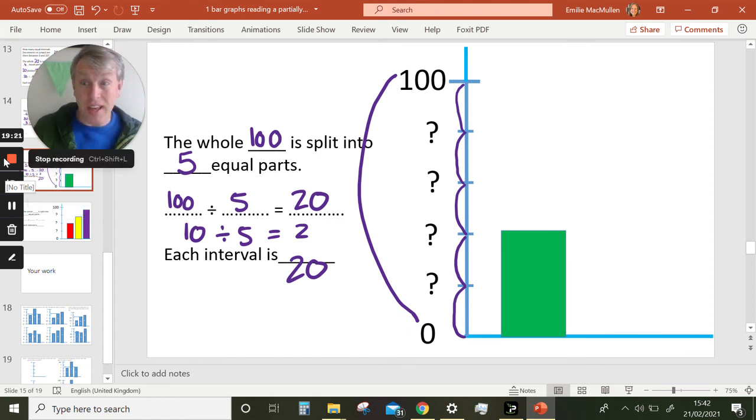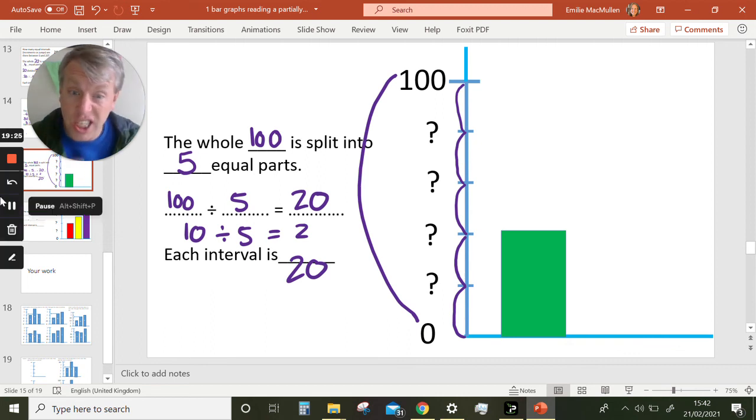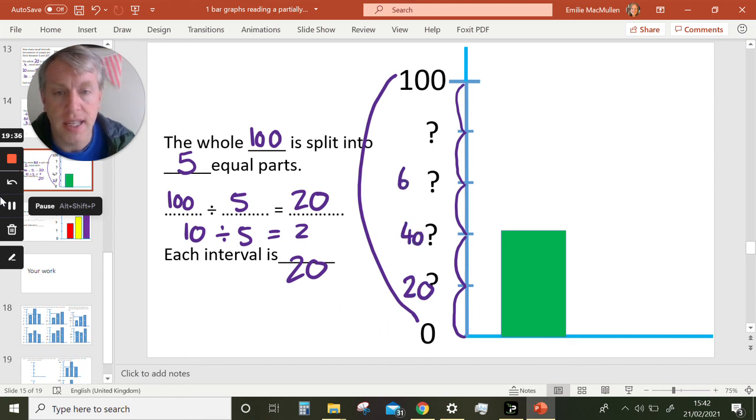We've worked out that each interval is 20. Let's check it by writing on the scale, and if we count up in 20s and get to 100 in the right place, then we've gone right. 20, 40, 60, 80. Counting in 20s, the next one is 100. So, phew, that was good.